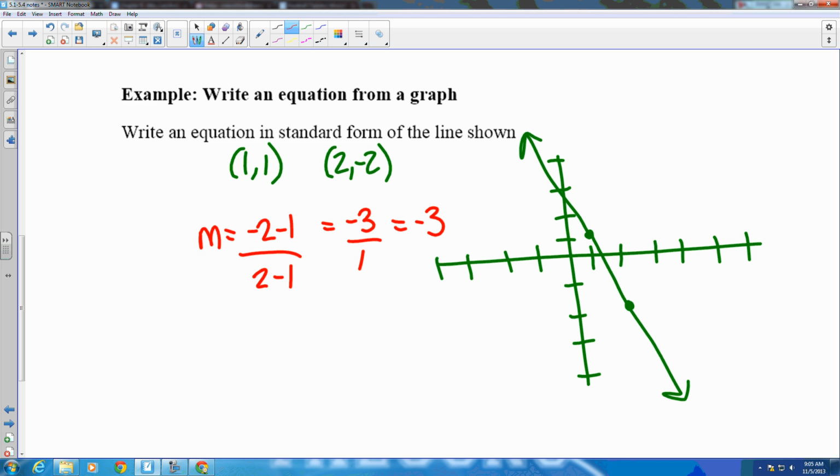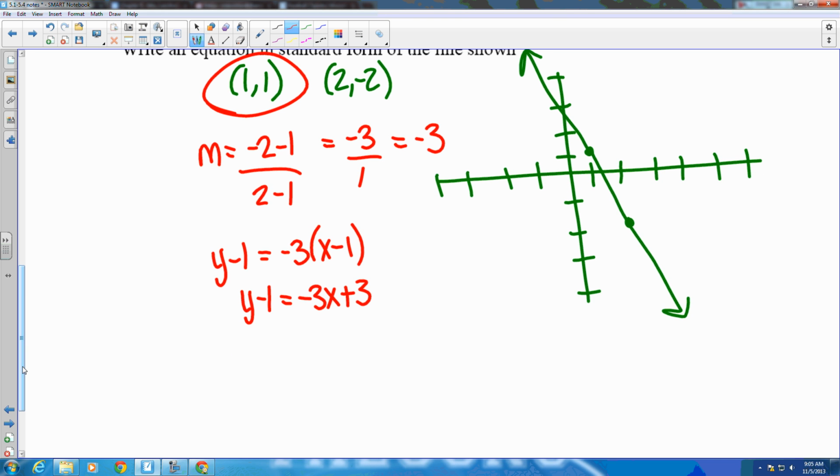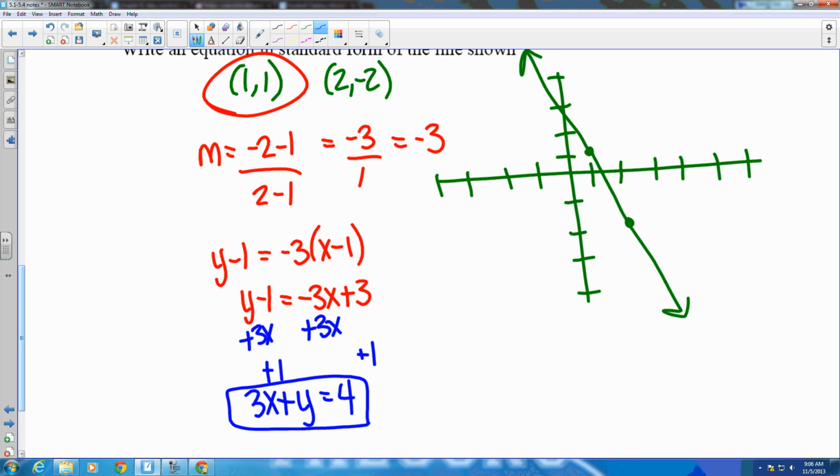And then I'm going to pick one of the points, and I'm always going to pick a positive one if I have the option. Use point slope form. y minus 1 equals negative 3 times x minus 1. Multiply everything through. And I want to get everything except for the constants on the same side. So that means I would have to add the 3x over and subtract the 1 from both sides. So 3x plus y equals, oops, add the 1 to both sides, equals 4. And that's it.